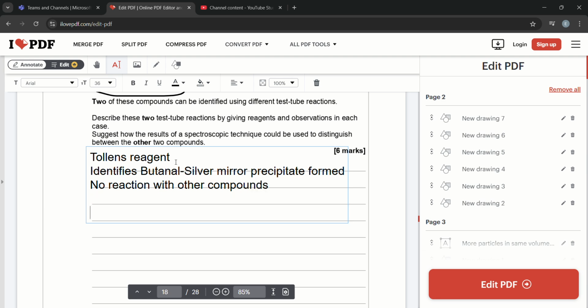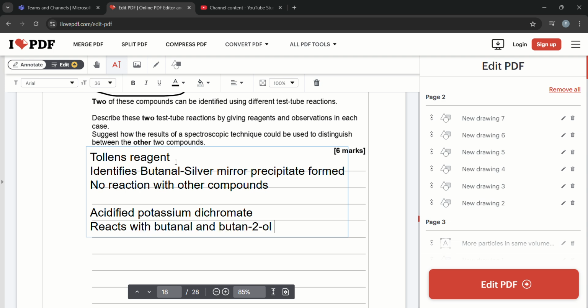Then another one is acidified potassium dichromate. And what does that react with? That reacts with butanal again and butan-2-ol. And this goes green. It doesn't just react with alcohol, it reacts with butanal as well. And again, no reaction with other compounds. So describe 2, that's enough.